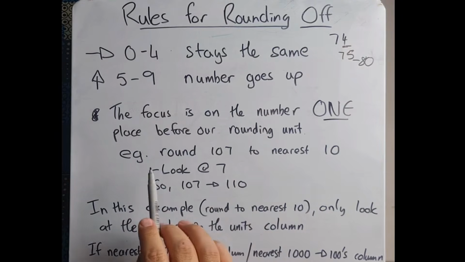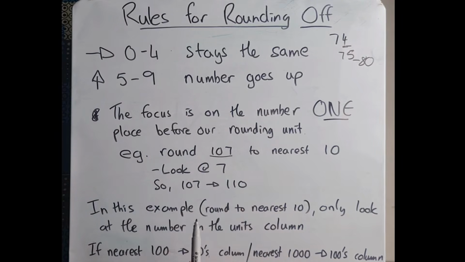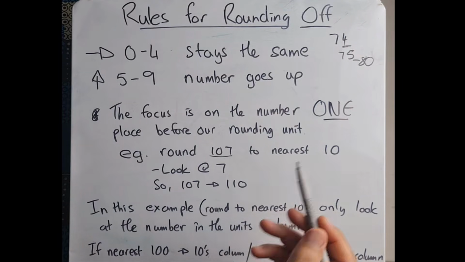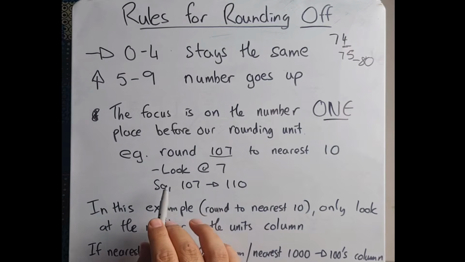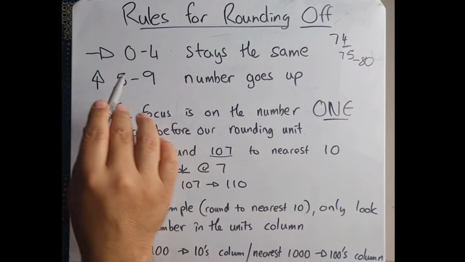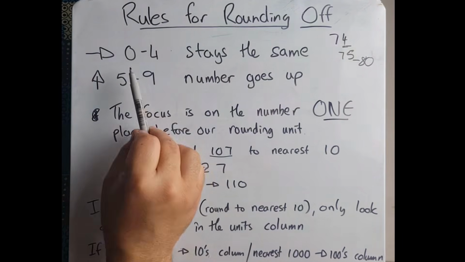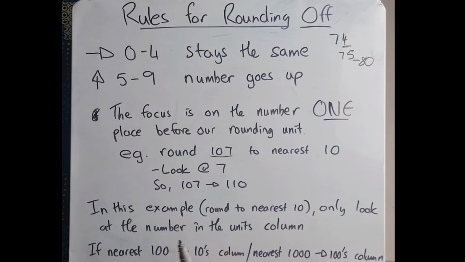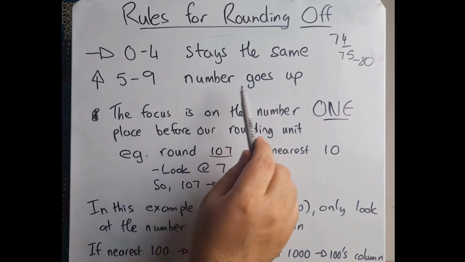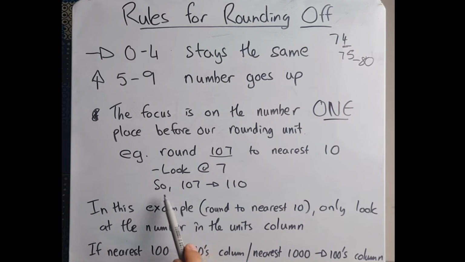So when we look at the number 107 as an example, and we say we need to round that to the nearest 10, okay? We need to then look at the 7 and go back to our rule. Is it between 0 and 4, meaning that it's going to stay the same? No, it's not. Is the number between 5 and 9? Yes, it is. What then needs to happen in terms of our rules? The number has to go up. And therefore, 107 goes up to 110.